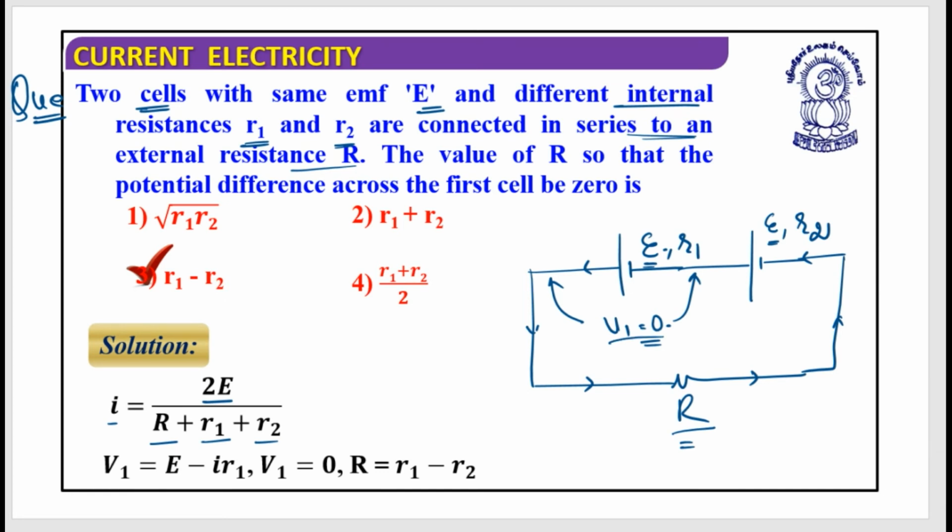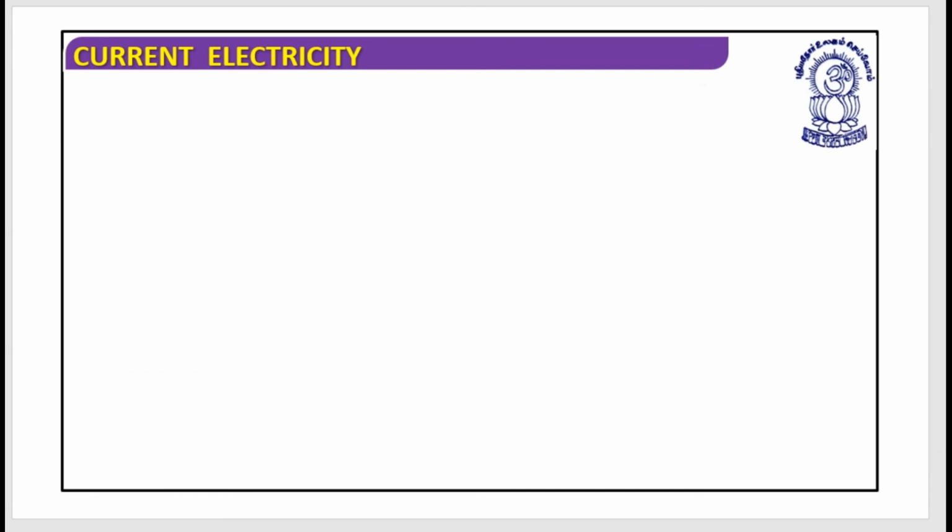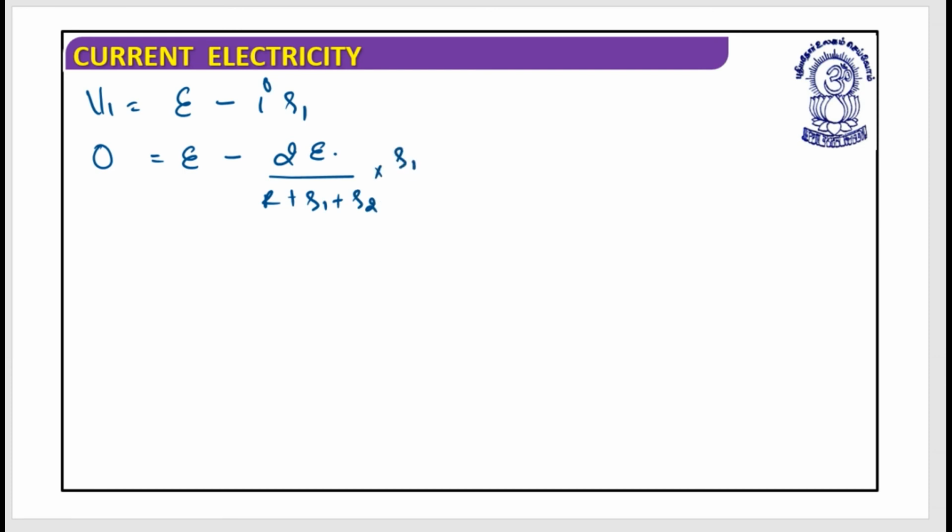Now let's write down the potential drop across this. V1 is equal to E minus IR1. And what I want is that V1 equals 0. So let's put it up and try to get it done. V1 is equal to E minus I into R1, and I want this to be 0. This is equal to E minus 2E divided by R plus R1 plus R2, multiplied by R1.